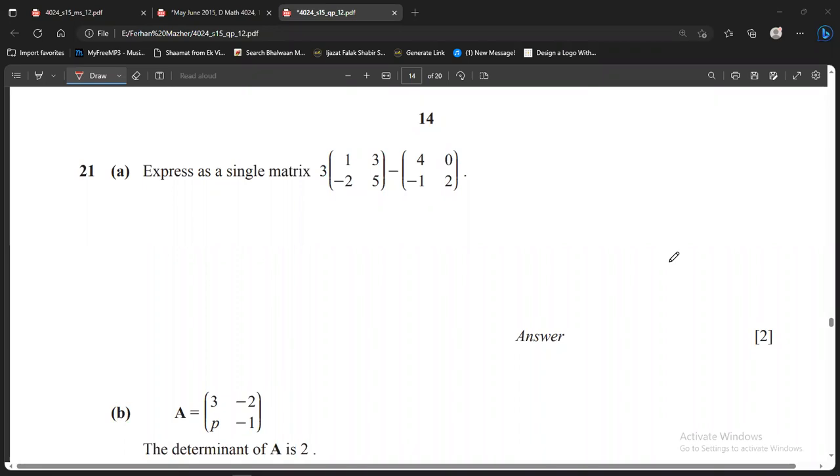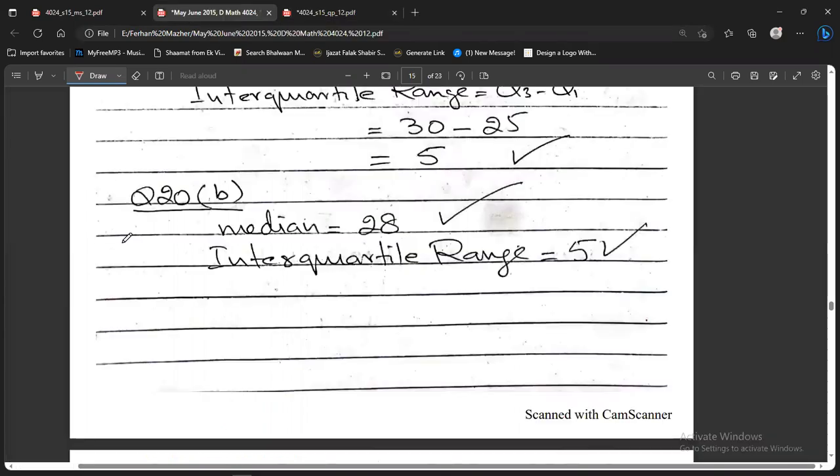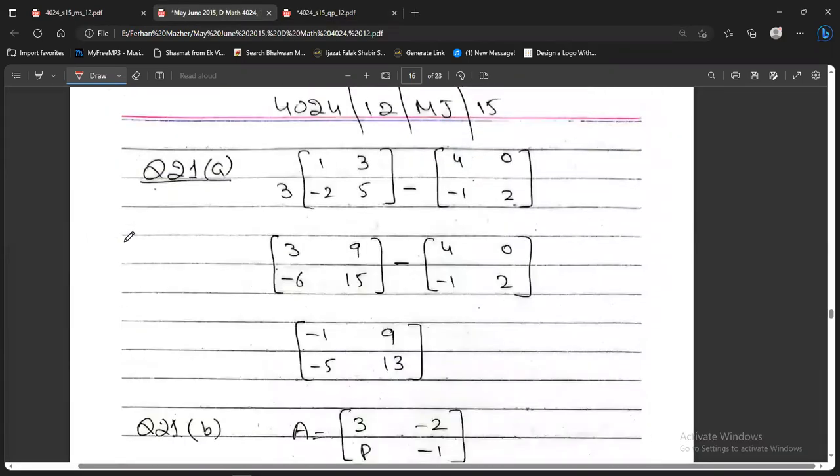Question number 21, it's A part. It says express as a single matrix. Here this 3 is multiplied with this matrix, and then you have to subtract from this matrix. So it's a simple question. There's no complication in it.